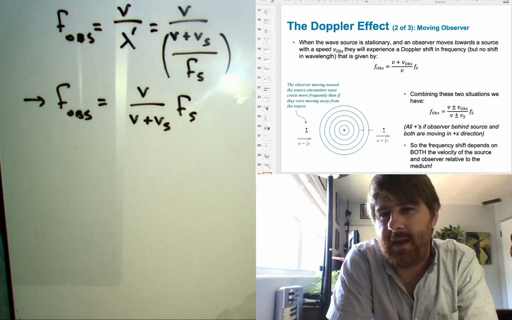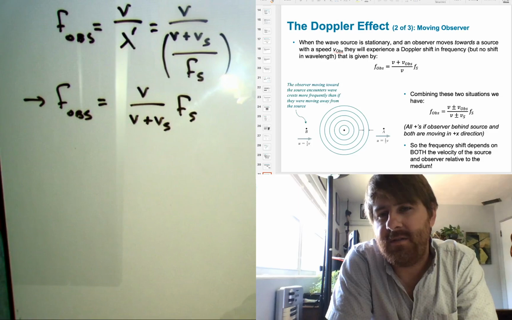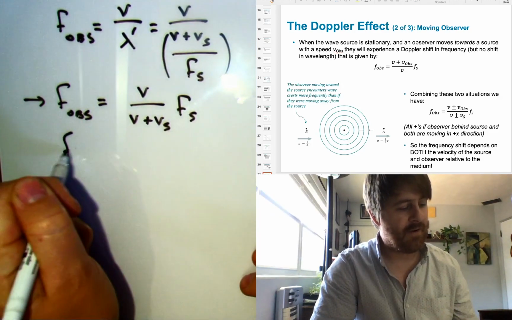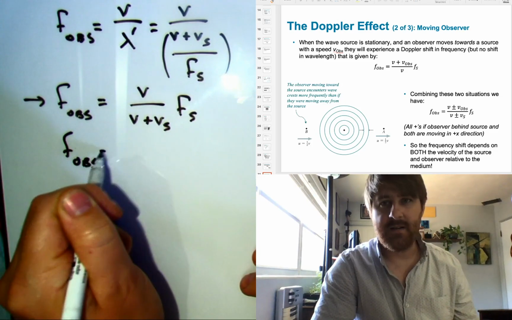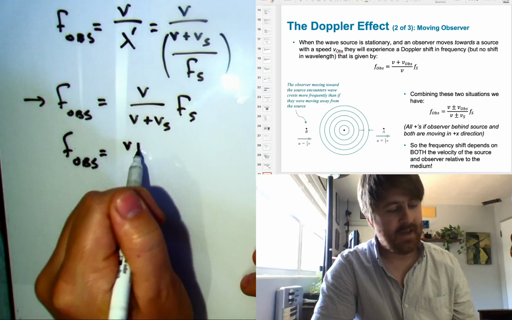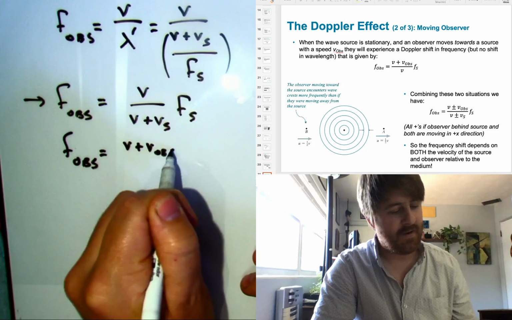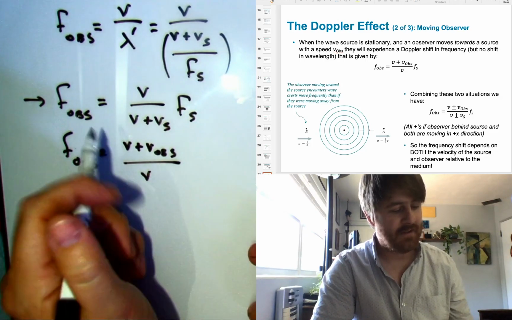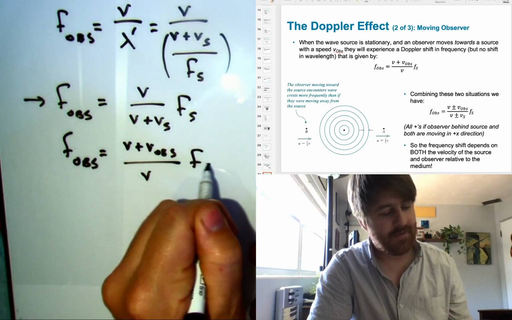Now, the wavelength that the source is emitting is the same in all directions, but the observer will encounter the peaks of the waves more frequently as they move into the incoming waves. So now the frequency the observer hears will be the velocity plus the velocity of the observer, divided by the velocity of sound, where V is the velocity of sound, times the frequency of the source.